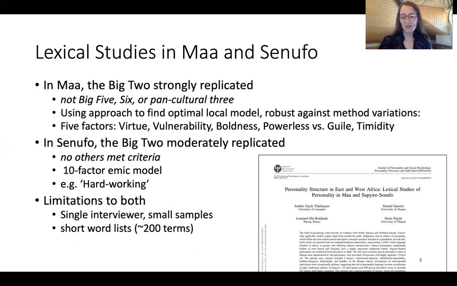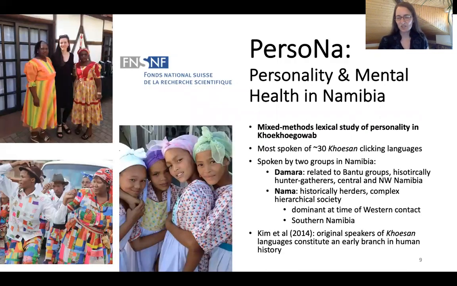So this left Khoekhoe from the original vision, and thanks to a project grant I received in 2018 from the Swiss National Science Foundation, this became possible. Khoekhoe is spoken by 2 main groups in Namibia, the Nama to the south and the Damara more to the north. And overall, there were 2 mixed methods components to this, so actually 4 different studies. But I'm going to just talk to you about the lexical study primarily today.